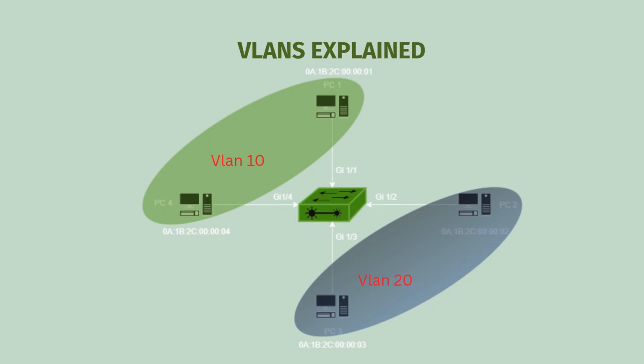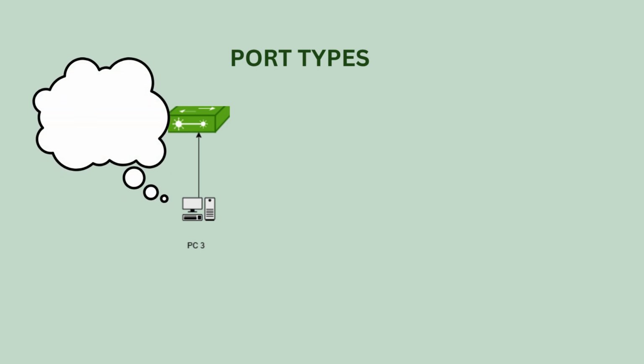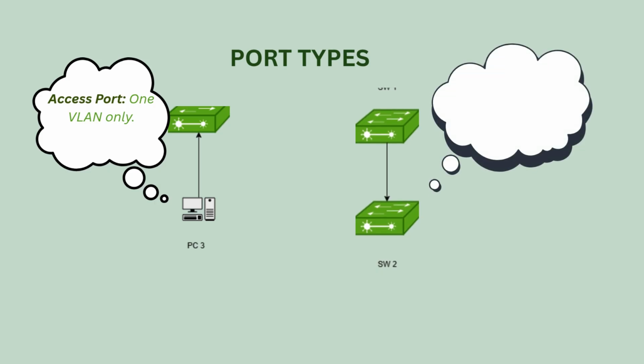Now, let's talk about port types in relation to VLANs. An access port connects end devices like PCs or printers. It carries traffic for only one VLAN, that is the VLAN that the end device belongs to. A trunk port is used between switches or between a switch and a router. It can carry traffic from multiple VLANs using something called tagging, which is usually 802.1q tagging.